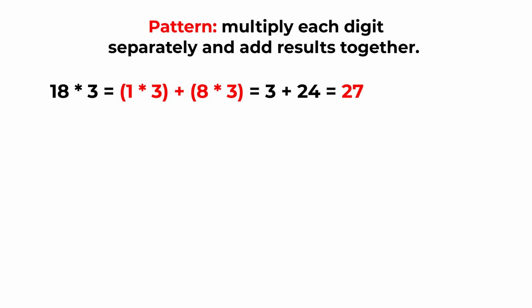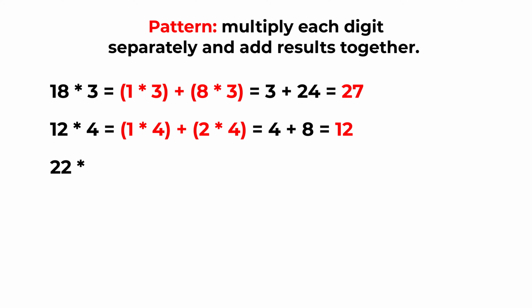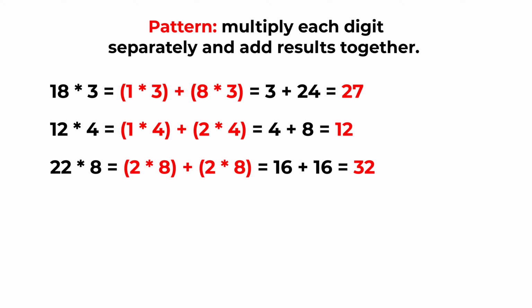In a similar way, 12 multiplied by 4 can be calculated as a result of 1 multiplied by 4 in parentheses plus 2 multiplied by 4 in parentheses, which would be equal to 4 plus 8, which would be equal to 12. And in a very similar way, 22 multiplied by 8 would be a result of 2 multiplied by 8 in parentheses plus 2 multiplied by 8 in parentheses, which would be 16 plus 16, which would be equal to 32.